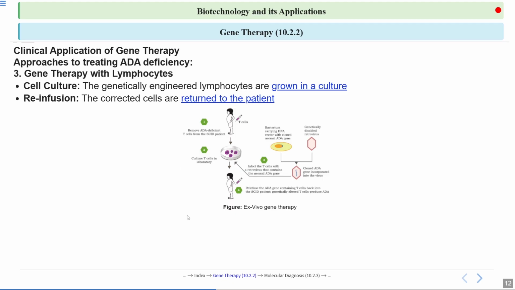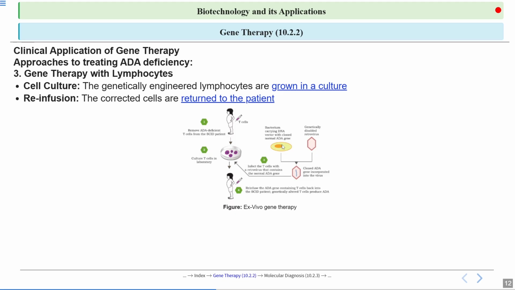Now I will explain this diagram. What does this diagram say? This is ex vivo gene therapy. First we have removed the ADA deficient T cells from the SCID patient. Now we have cultured those T cells. Here you can see, take the example of lymphocytes: we have taken the lymphocytes from the SCID patient, and we have cultured that lymphocyte.